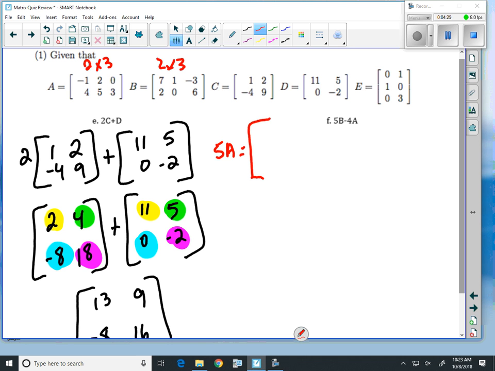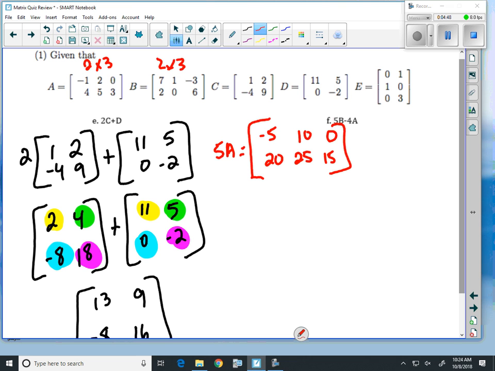So -1 times 5 is -5. 2 times 5 is 10. 0 times 5 is 0. 4 times 5 is 20. 5 times 5 is 25. And 3 times 5 is 15.